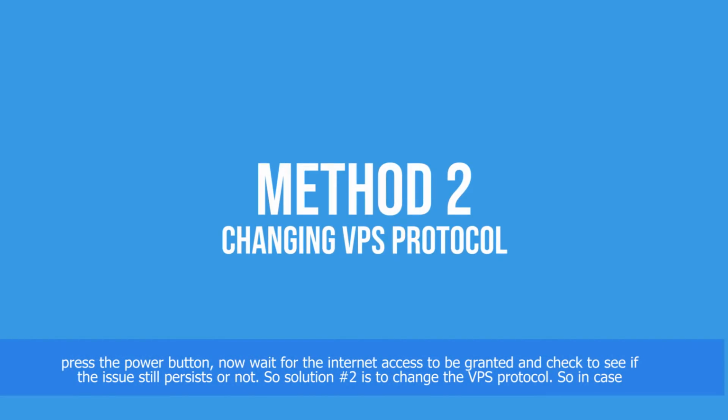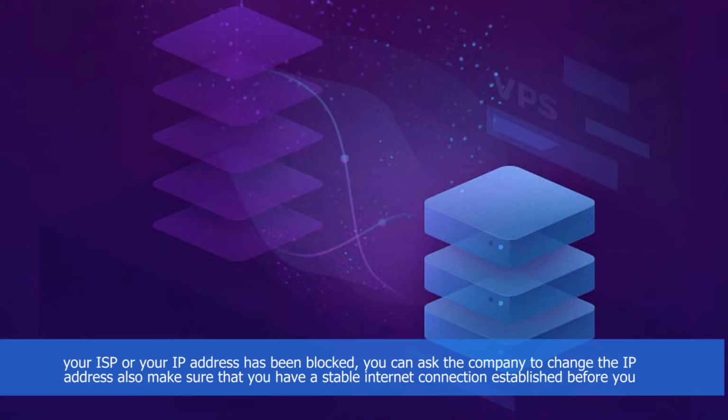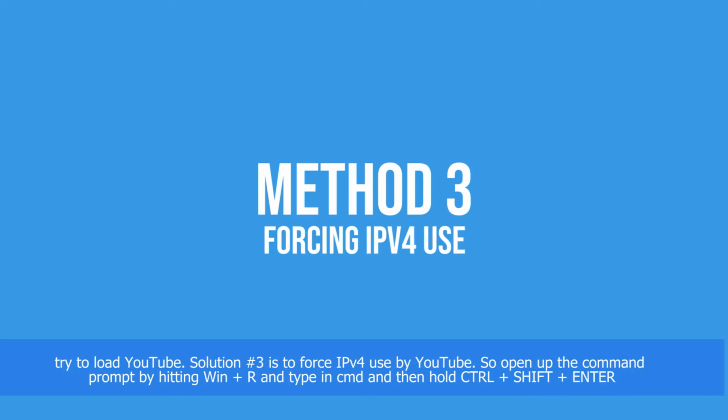So solution number two is to change VPS protocol. In case your ISP or your IP address has been blocked, you can ask the company to change the IP address, and also make sure that you have a stable internet connection established before you try to load YouTube.